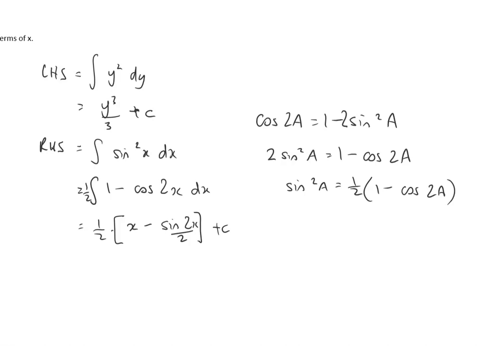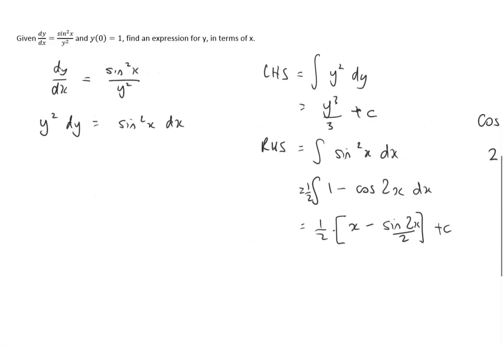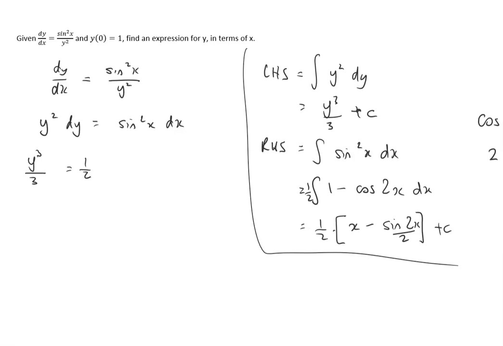Okay, so let's go back to my function now. Let's put our bits of information in. I'll just box that off so we don't get confused. So we're going to have y cubed over 3 is equal to a half x minus a half sine 2x plus c. Once again, I'm just going to keep my one plus c. Okay, let's leave that for the moment.